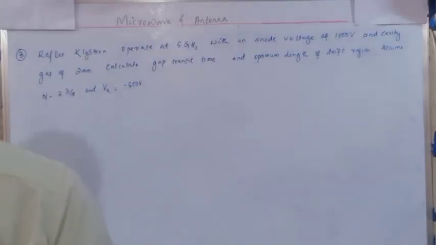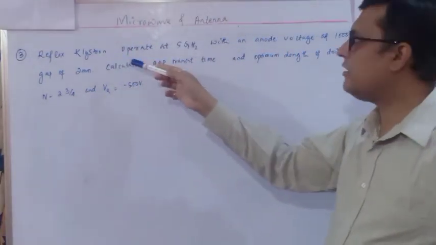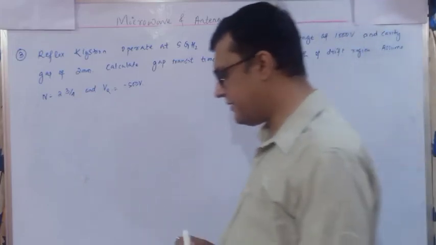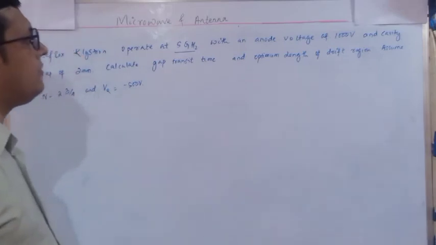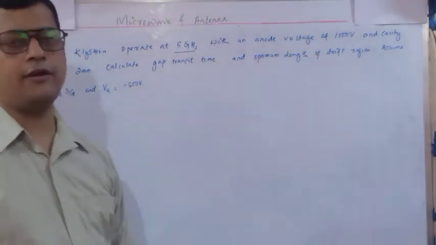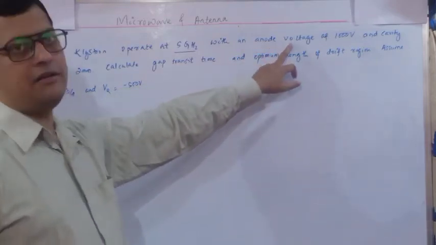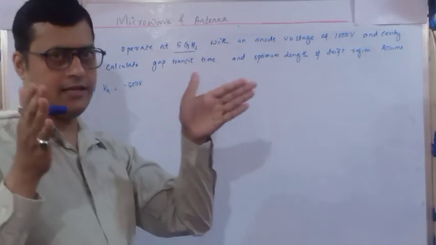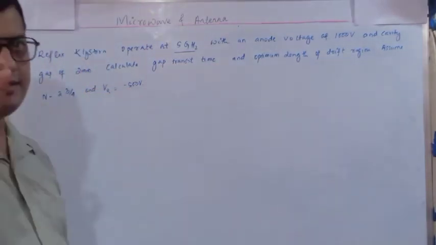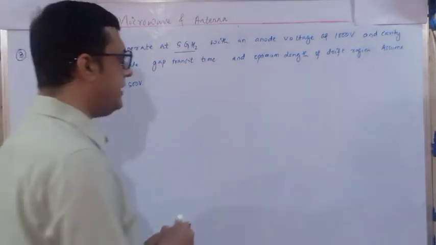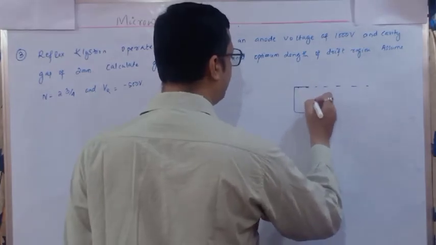So here one more question. As you can see, a reflex klystron is operated at 5 gigahertz. So that means its operating frequency is 5 gigahertz with an anode voltage of 1000 volt. Anode voltage means the potential which is available in the anode, means in that cavity, and the cavity gap of 2 millimeter, means that cavity gap small d, suppose this is my cavity.